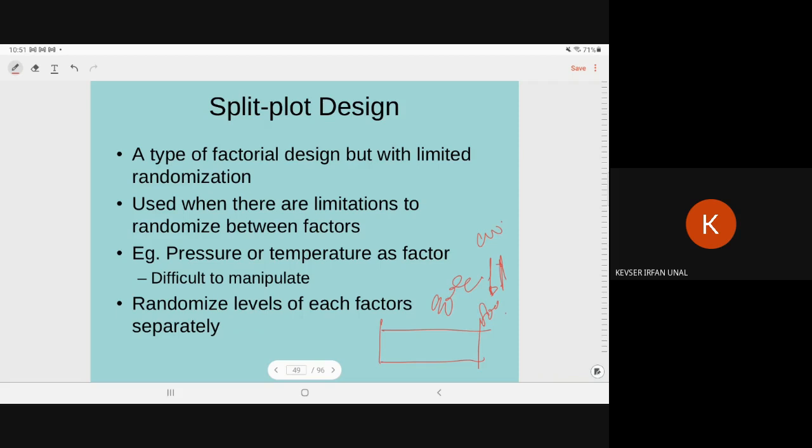So we randomize levels of each factor separately. This is the limitation over here. We randomize levels of each factor separately. So what does that mean?